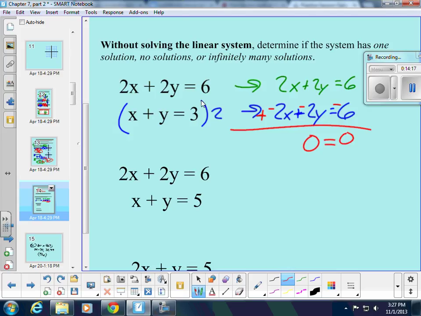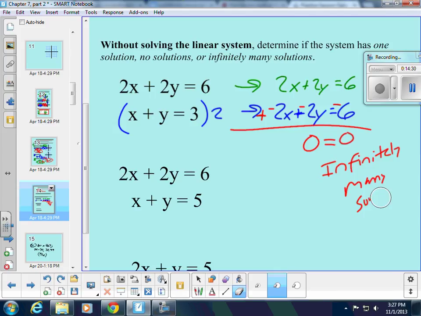This is the case where you have infinitely many solutions, because if you look at your equation, what do you notice is that I have something that is true. 0 is equal to 0.